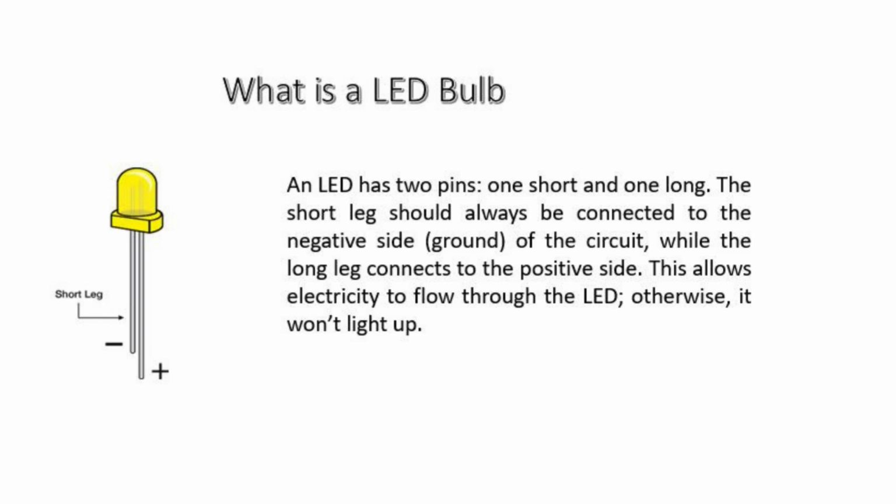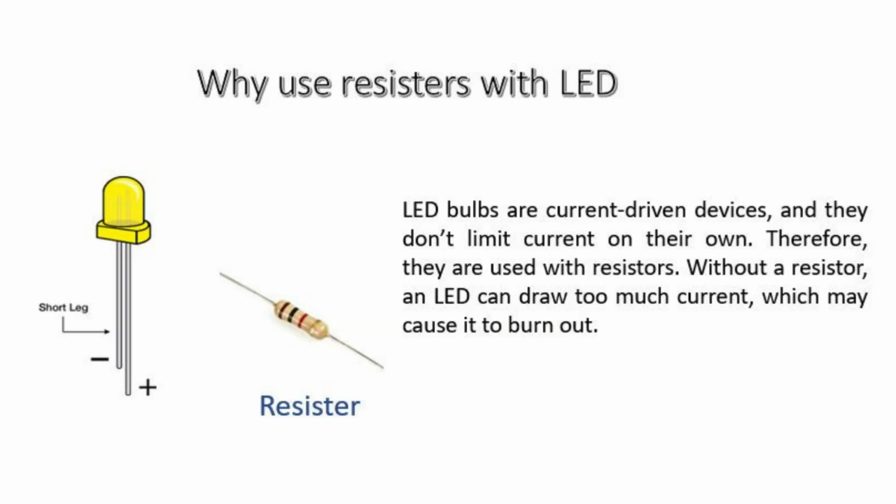An LED has two pins, one short and one long. The short leg should always be connected to the negative side, the ground of the circuit, while the long leg connects to the positive side. This allows electricity to flow through the LED, otherwise it won't light up.